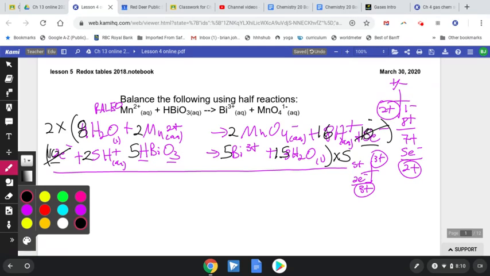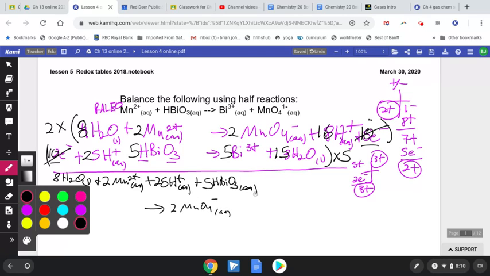Okay, so here we go. I've got 8 waters, 2 Mn2+, 25 H+. I'll simplify those later. 5 HBiO3. I'm going to run out of room, so I'm going to put it here, and that becomes 2 MnO4-. Boy, those are messy. And 16 H+, 5 Bi3+, and 15 H2Os.